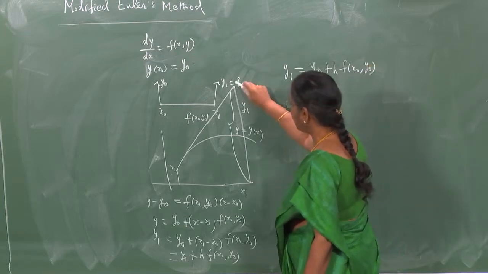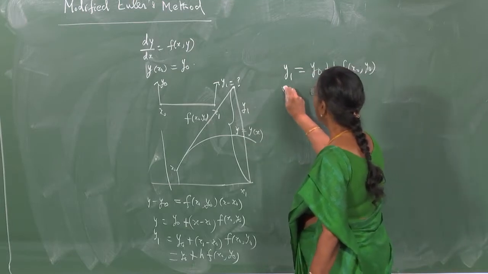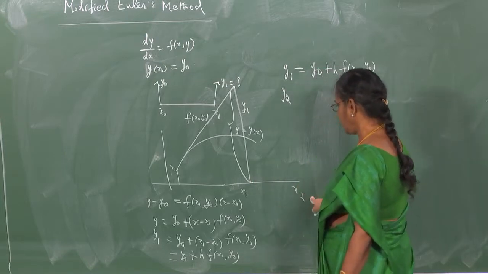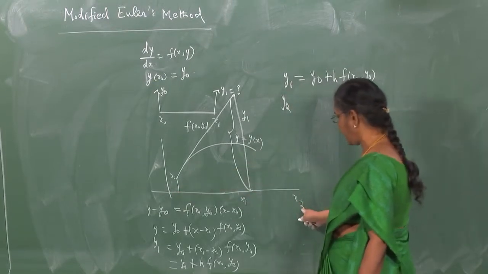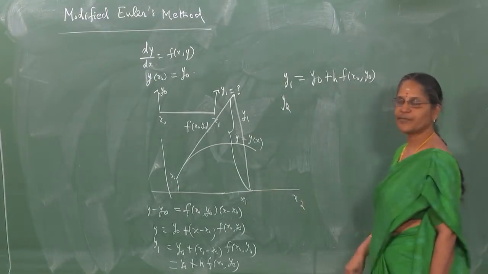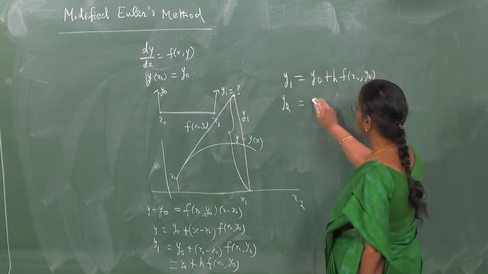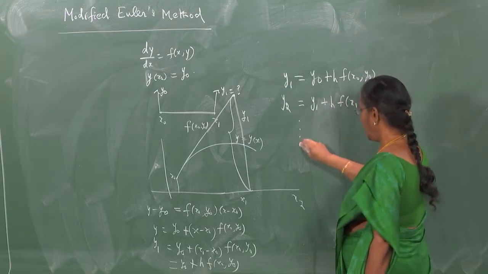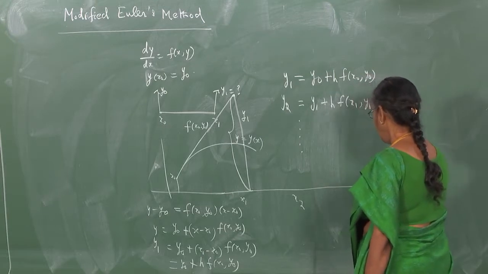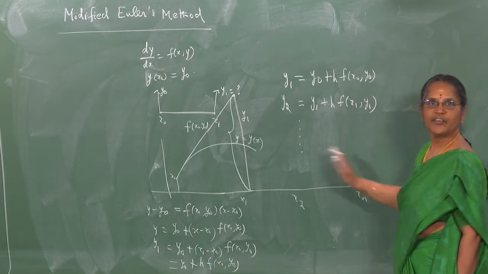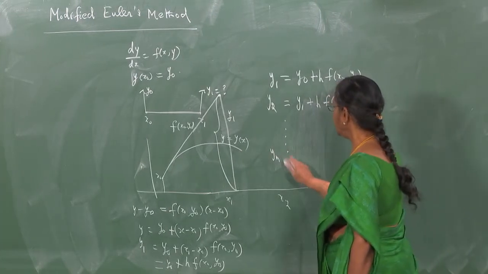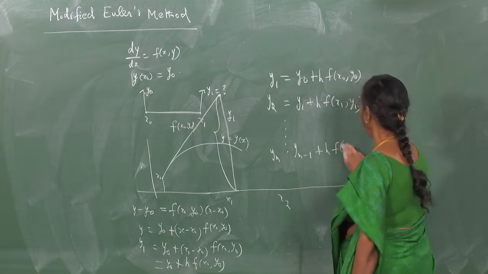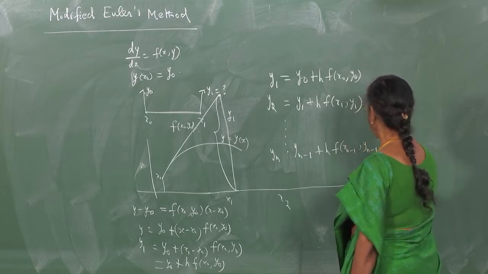Now that I have the information at x1, y1, I can move on to compute the solution at the next point x2, which is such that x2 is x naught plus 2h, or x2 is x1 plus h. Then, by the same argument, y2 will be y1 plus h into f of x1, y1, and I can go on and reach the point xn at which I would like to find the solution, namely yn, which is yn minus 1 plus h into f of xn minus 1 comma yn minus 1.